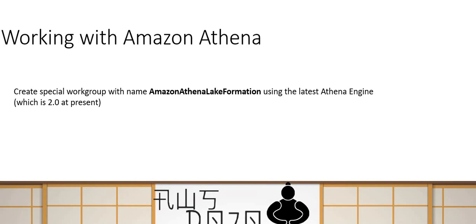You have to create a special work group with the name Amazon Athena Lake Formation using the latest Athena engine, which is 2.0. So you need to create a work group like this and use that work group to access your data. Only then can you see the effect of row level and column level security. Otherwise, it does not work.